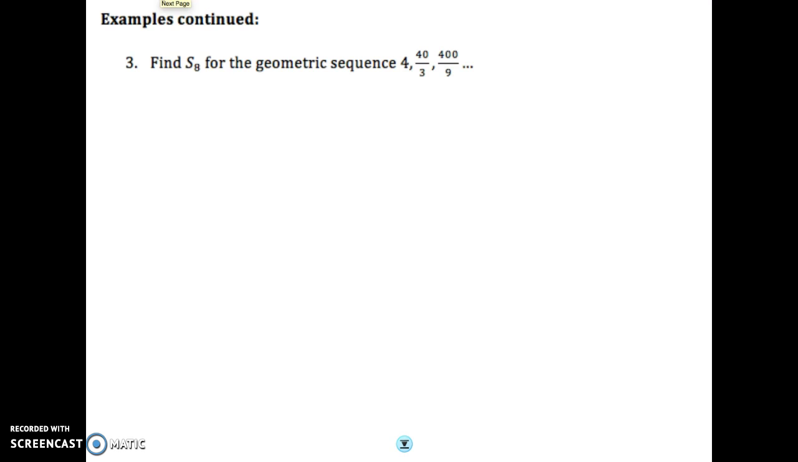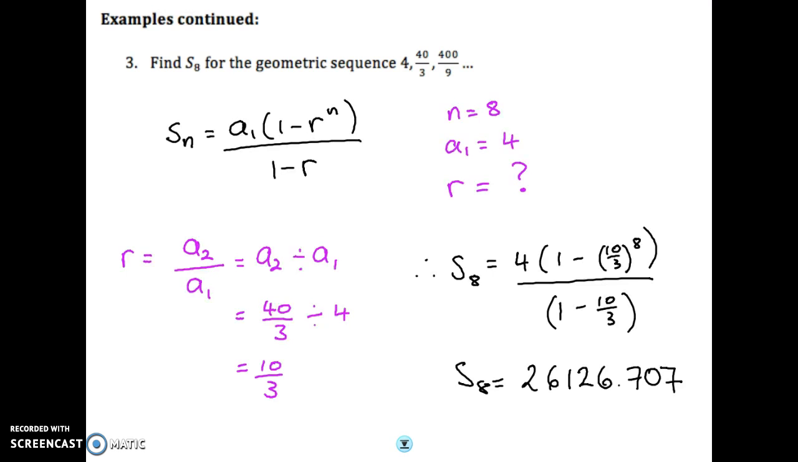I'm going to pause right here and give you a moment to have a go. So to find the sum of the first 8 terms of this geometric sequence, or series, we are going to go ahead and use the following formula that we just derived on the previous page.